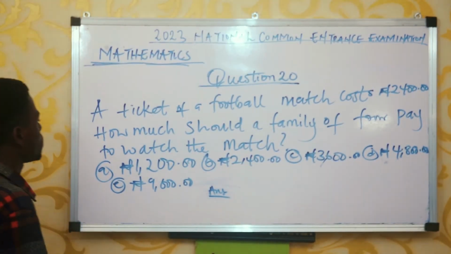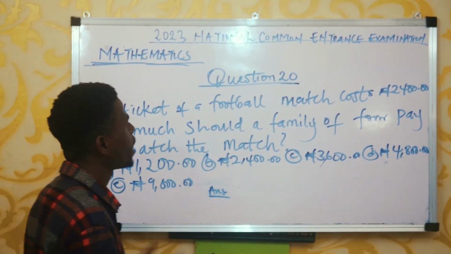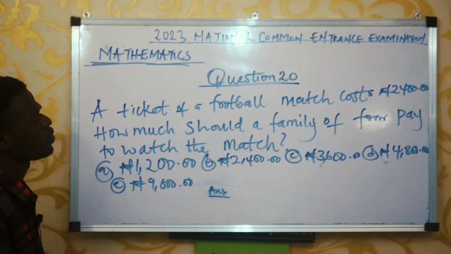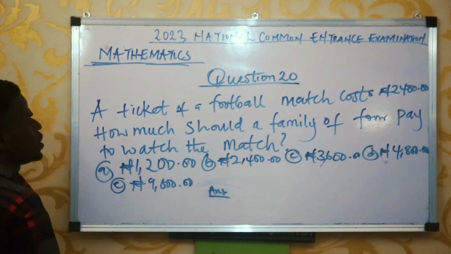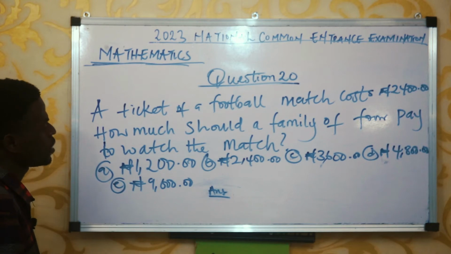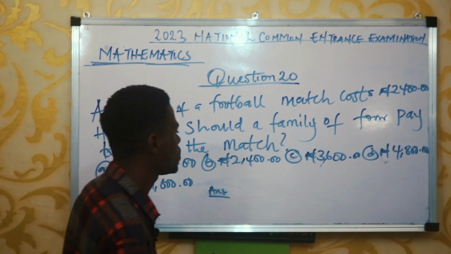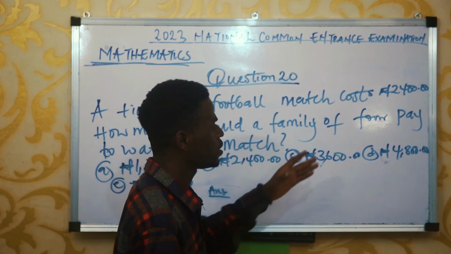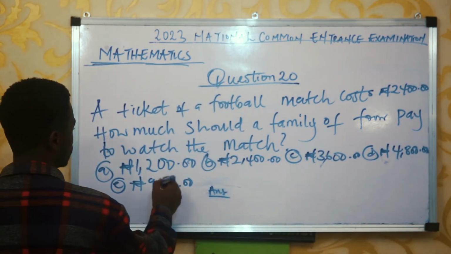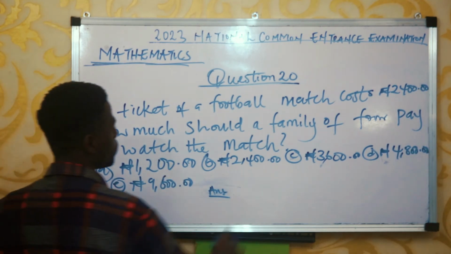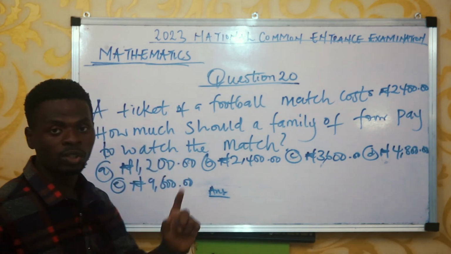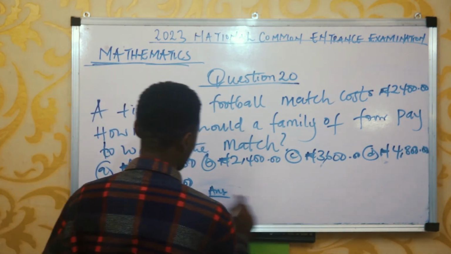Question 20 says a ticket of a football match costs 2,400 naira. How much should a family of 4 pay to watch the match? Option A says 1,200 naira. B says 2,400 naira. C says 3,600 naira. D says 4,800 naira. Then E says 9,600 naira. Now, if a family of 4, they say the cost of the tickets is what? Cost of the tickets.